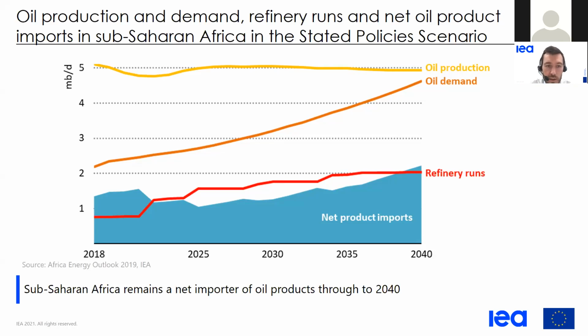On the red line, you see that, again, we would expect refinery runs to double by 2040. We know that in Nigeria, there are some huge projects, including the Dangote refinery and others, that would really help step up production of oil products in the continent. But as you can see, the refinery runs trend is not as high as the one for oil demand. As a consequence, we would expect imports of oil products to increase, and this is the blue band that you can see.